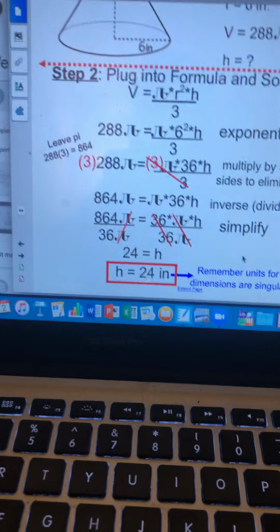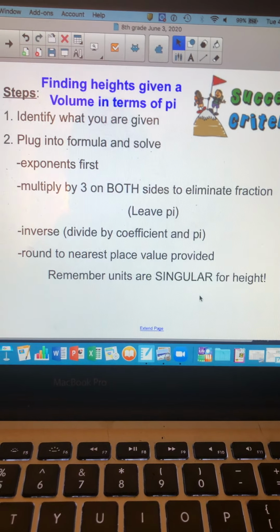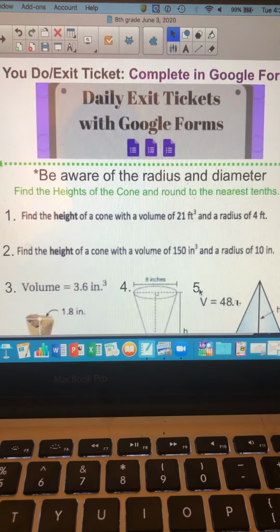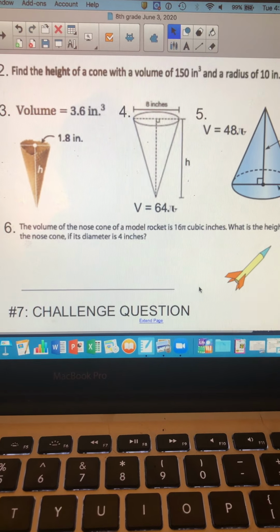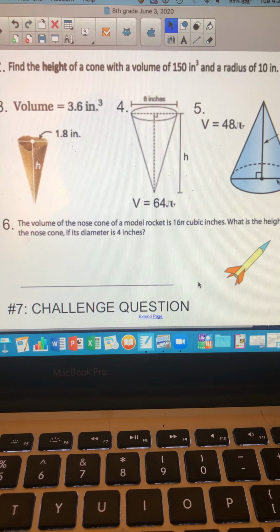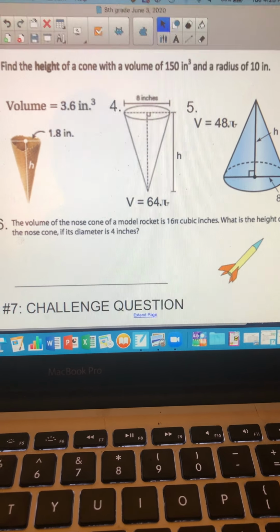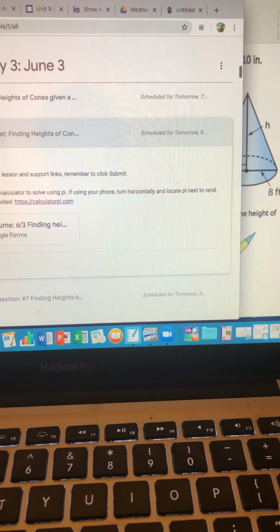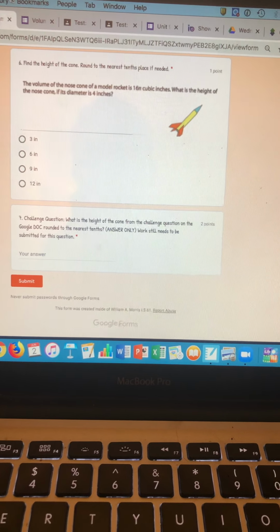All right, so that's pretty much everything you have to worry about today. There are steps there to take you through it again when the volume is given in terms of pi. There's a couple more problems for you to try on your own, and then you have your exit ticket. Today's exit ticket is similar to the other day when you have 7 questions, but the 7th question is a challenge question. On the Google form, you are only putting your answer to the challenge question. You only need to submit your answer on the form. That's down here. It explains it to you there as well.